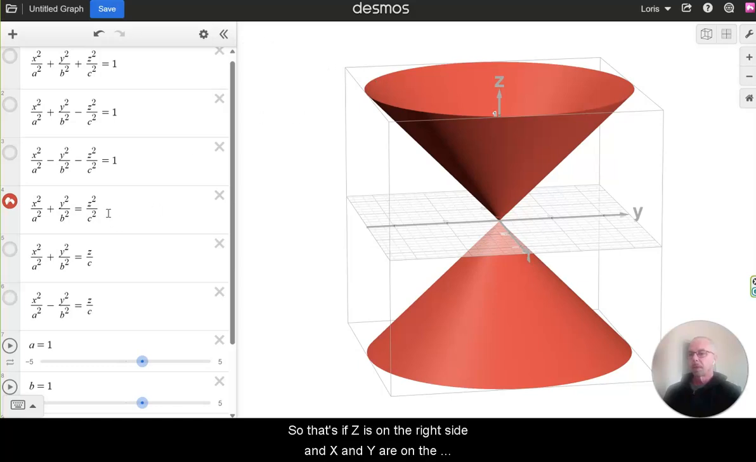So that's if z is on the right side and x and y are on the left side, separated by minuses or pluses. I invite you to experiment with putting y over here or x over here and putting z on the other side. You'll see it's the same figure, just in a different orientation.